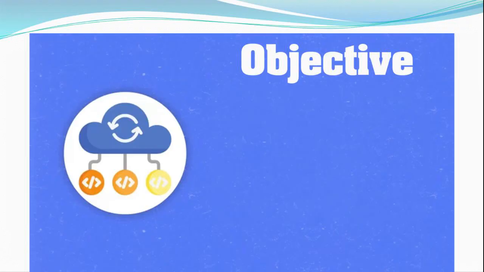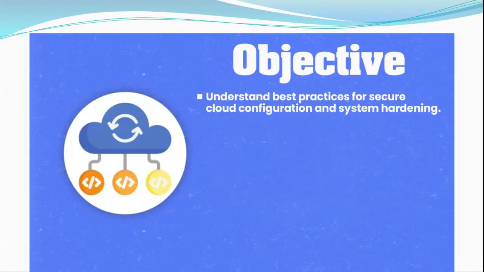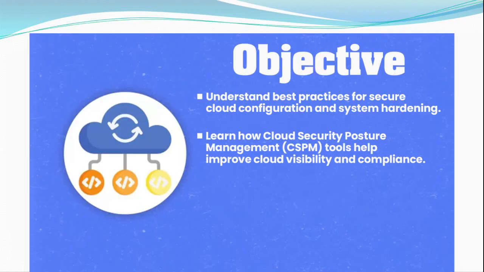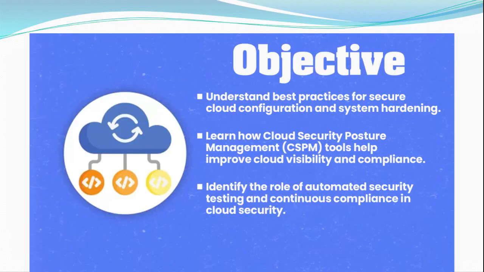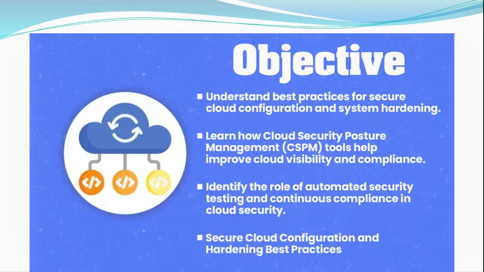The objective of this lesson is to help you: 1. Understand best practices for secure cloud configuration and system hardening. 2. Learn how Cloud Security Posture Management (CSPM) tools help improve cloud visibility and compliance. 3. Identify the role of automated security testing and continuous compliance in cloud security. 4. Secure cloud configuration and hardening best practices.